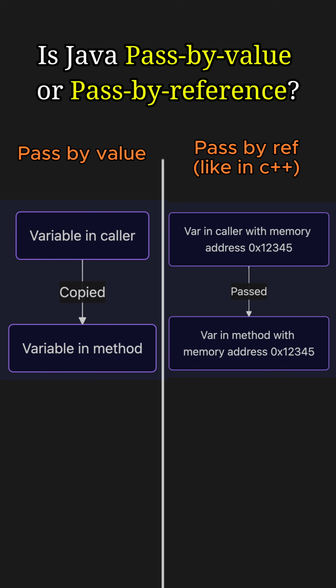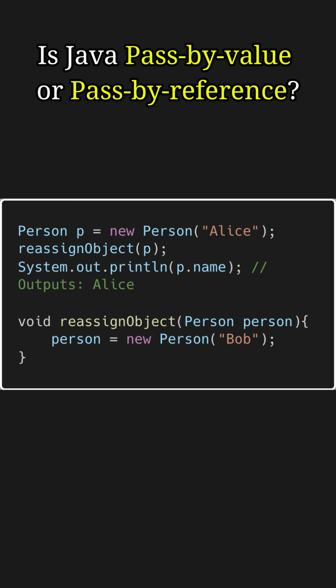So keep in mind, Java doesn't use pass by reference because the method doesn't receive the memory address or pointer that lets it override the original reference itself. If the method tries to reassign the reference, the change won't affect the original. For example, here we again create a person named Alice and this time we pass it to the reassignObject method, where we create a new person named Bob and assign it to the local reference. However, since Java passes a reference by value, meaning it passes a copy of the reference and not the actual reference, the reassignment doesn't affect the original object outside the method.